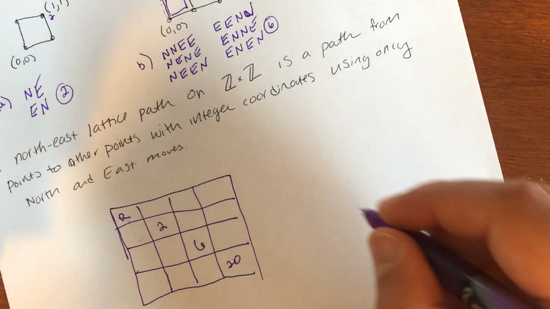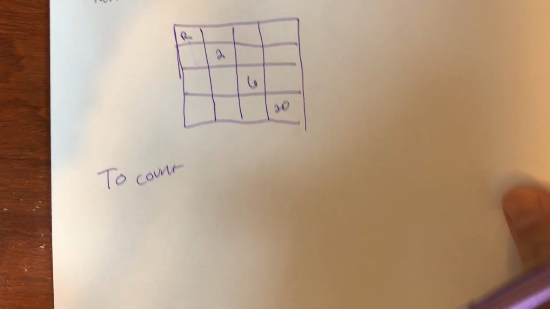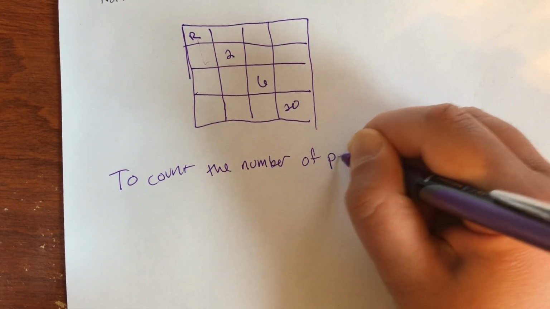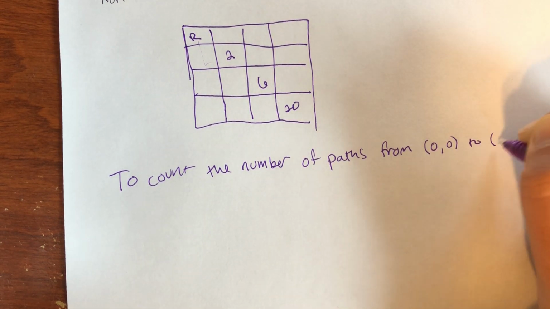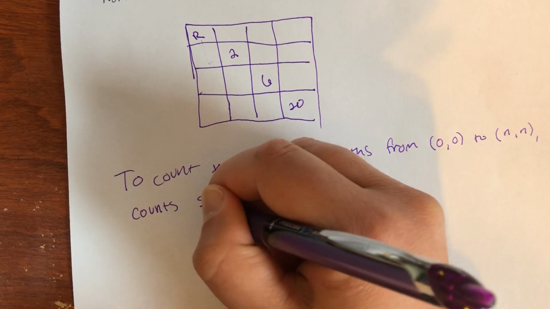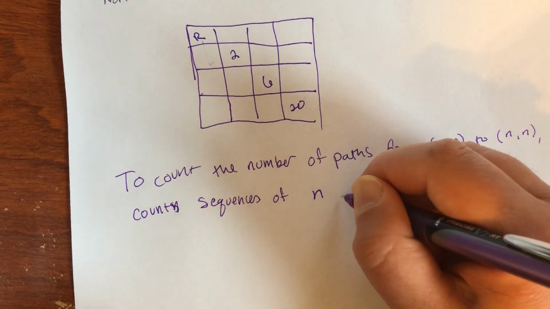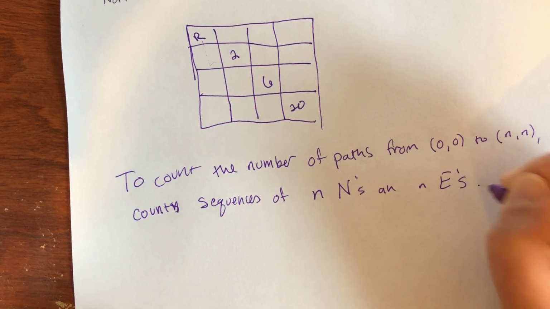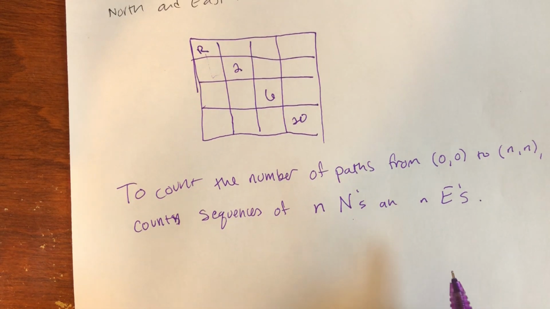So really, to count the number of paths from 0, 0 to n, n, which is what they're asking us to find in part C, we need to count the number of sequences that have exactly n north steps and n east steps. Right, so you'd have something like N many times, and then E n many times.